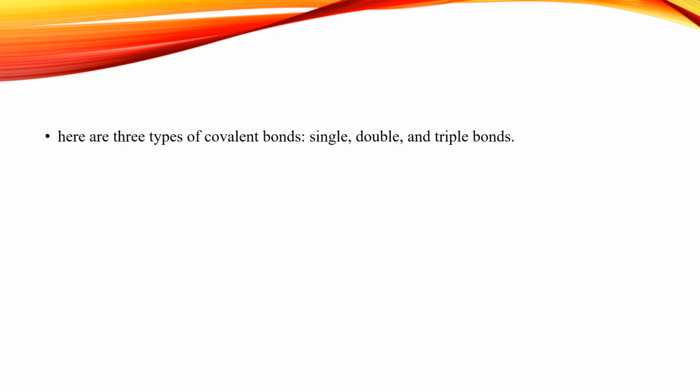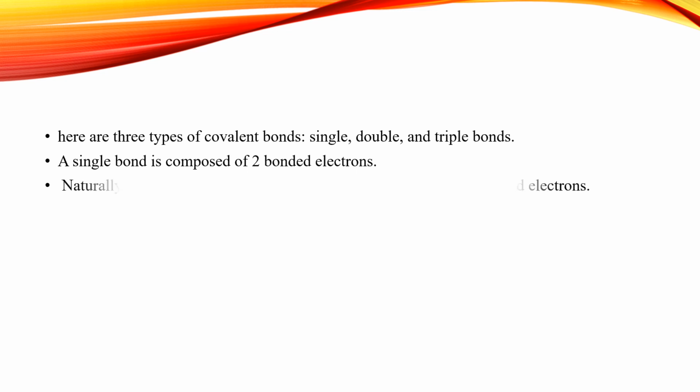Here there are three types of covalent bond: single, double and triple. A single bond is composed of two bonded electrons. Naturally, a double bond has 4 electrons, right? Single bond માં કેટલા electrons હોય? 2. એક ત્યારે એક bond બનશે, બરાબર? Single line વડે આપણે દર્શાવવામાં આવે છે covalent. So double bonds 4 electrons and triple bond have 6 electrons.